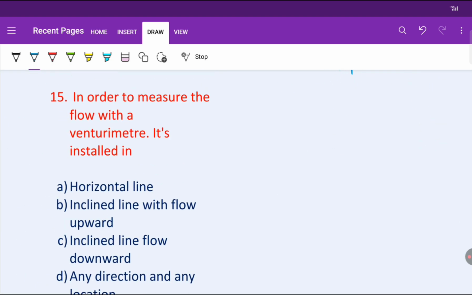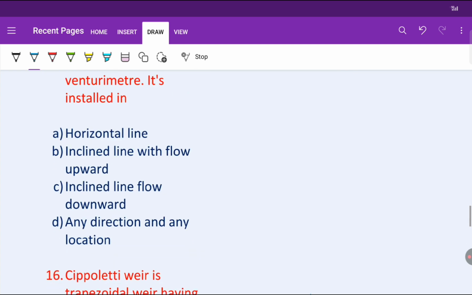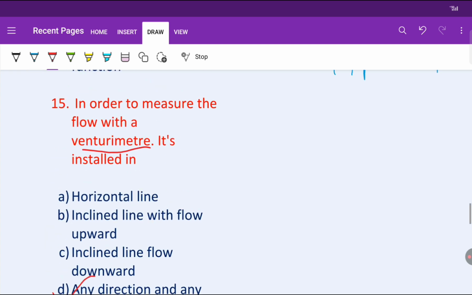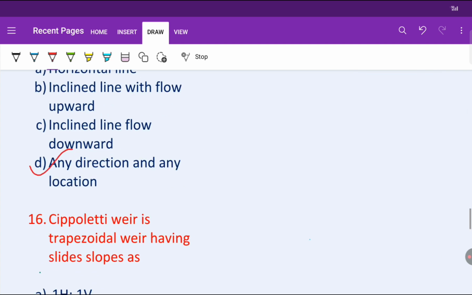So let us move to the next question. In order to measure the flow with a venturimeter, it is installed in, so we know that a venturimeter can be installed anywhere. It doesn't affect the discharge. So we can install it according to our convenience. So the answer is any direction and any location. The venturimeter is a discharge or flow measuring device that is very accurate. It gives very accurate results, and also it is very costly.